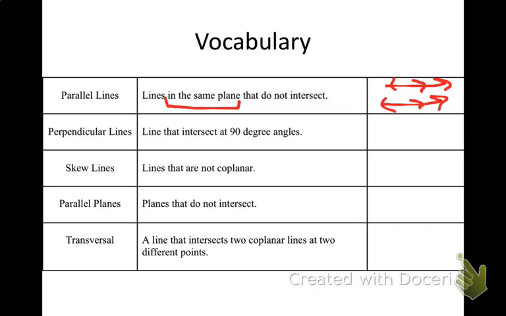Perpendicular lines: lines that intersect at 90-degree angles. So lines that intersect at right angles. If I have a line here and a line there, usually those are denoted with a square or box in the corner, like we see.